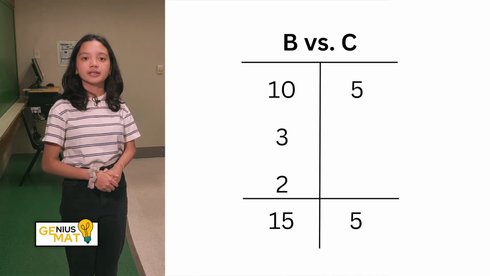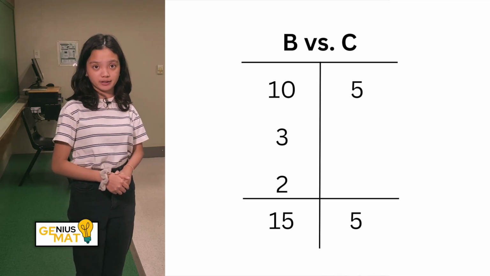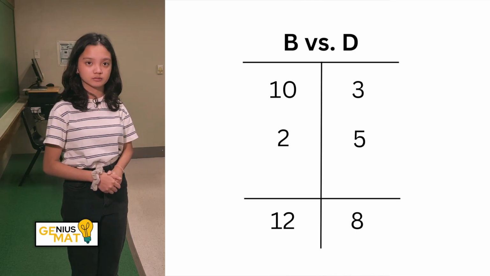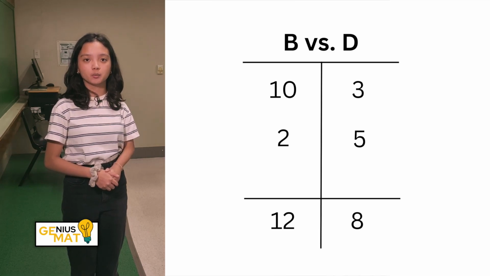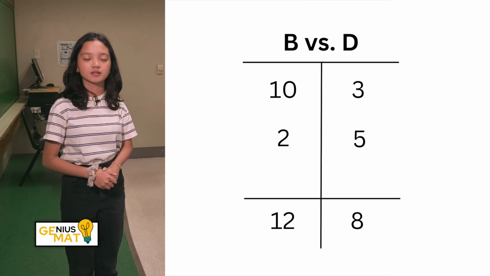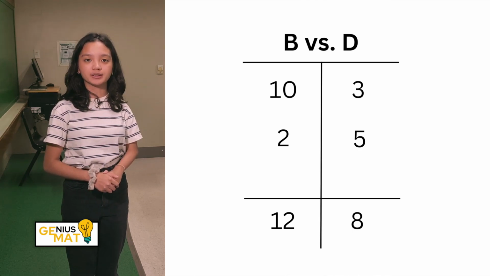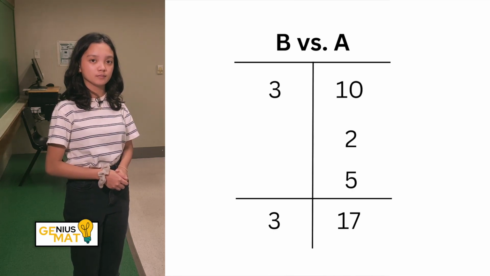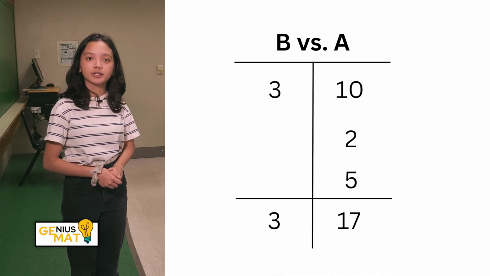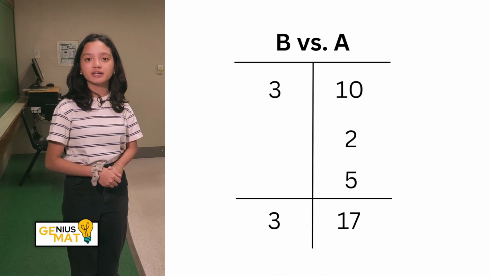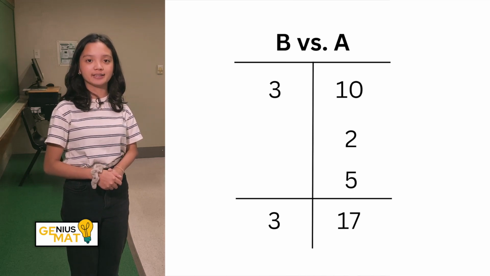Now that B won, he will now compete with D, following the given agenda. The T account for B versus D should look like this. In this round, B is still the winner, obtaining a total of 12 points compared to D, who only got 8 points. For the third round, B and A will compete. The T account should look like this. For this round, A won, obtaining a total of 17 points, while B got 3 points. So this proves that even though B is the winner for the first 3 rounds, any of the players can still win at the end.